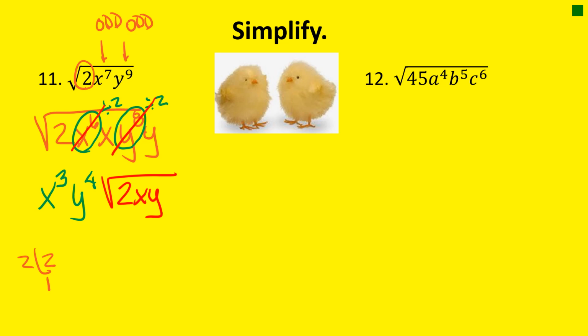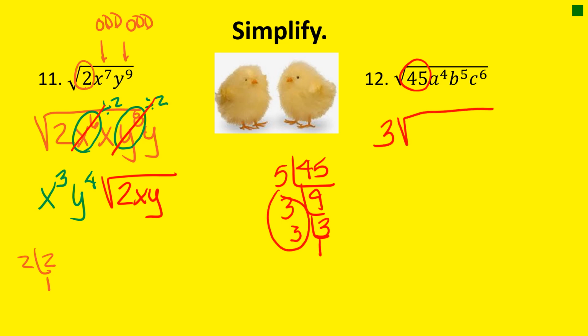All right, I'm going to take this 45 and I'm going to hedge it. I'm going to go over here and hedge 45. It's getting pretty long. So that's divided by 5, which is 9. Divided by 3 is 3. Divided by 3 is 1. So I'm bringing out a 3 and I'm leaving in a 5.